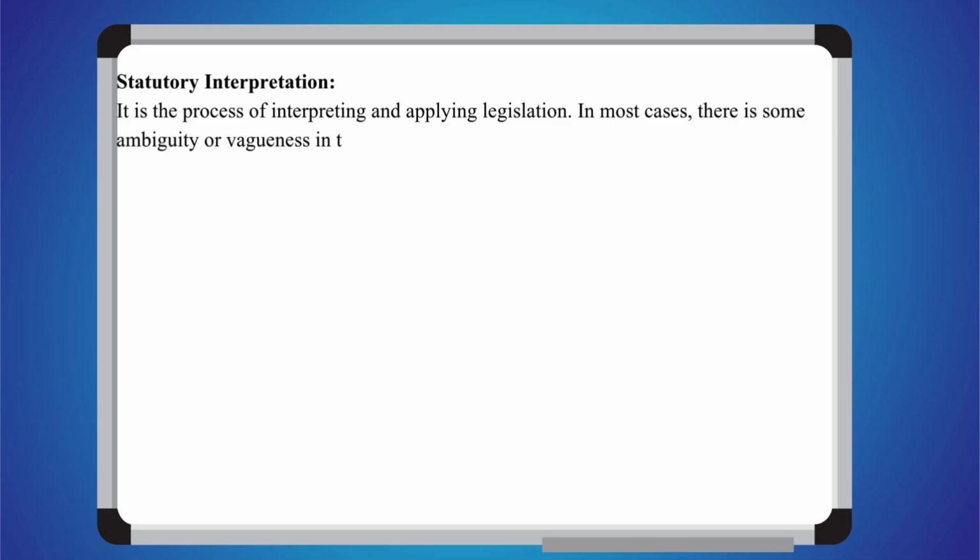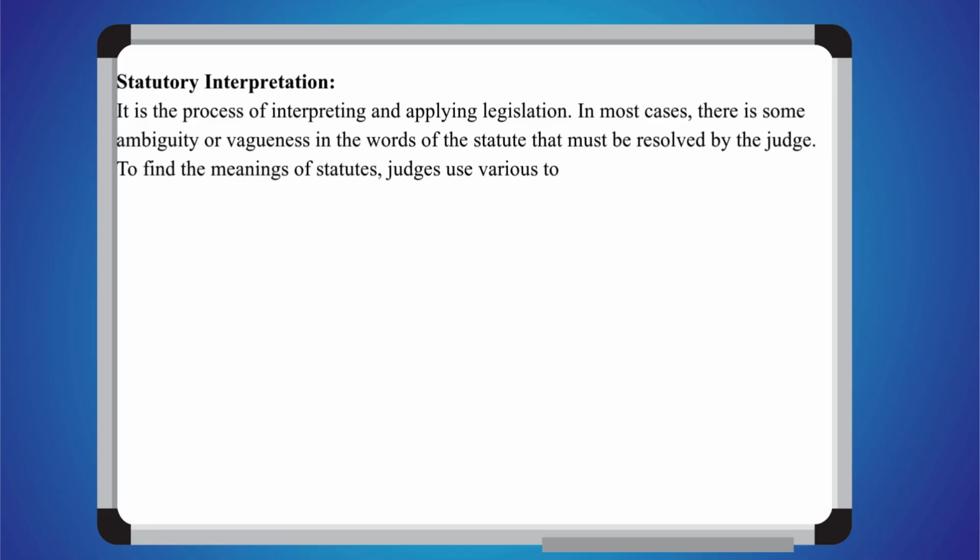Statutory interpretation. It is the process of interpreting and applying legislation. In most cases, there is some ambiguity or vagueness in the words of the statute that must be resolved by the judge. To find the meanings of statutes, judges use various tools and methods of statutory interpretation. There are techniques of statutory interpretation.